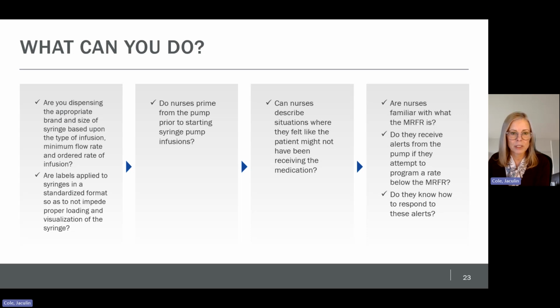Can nurses describe situations where they felt like the patient might not have been receiving the medication? And if so, are nurses familiar with what the minimum recommended flow rate is? Do they know if they receive alerts from the pump if they attempt to program a rate below the minimum recommended flow rate? And do they know, if they get one of those alerts, what they should do in response?